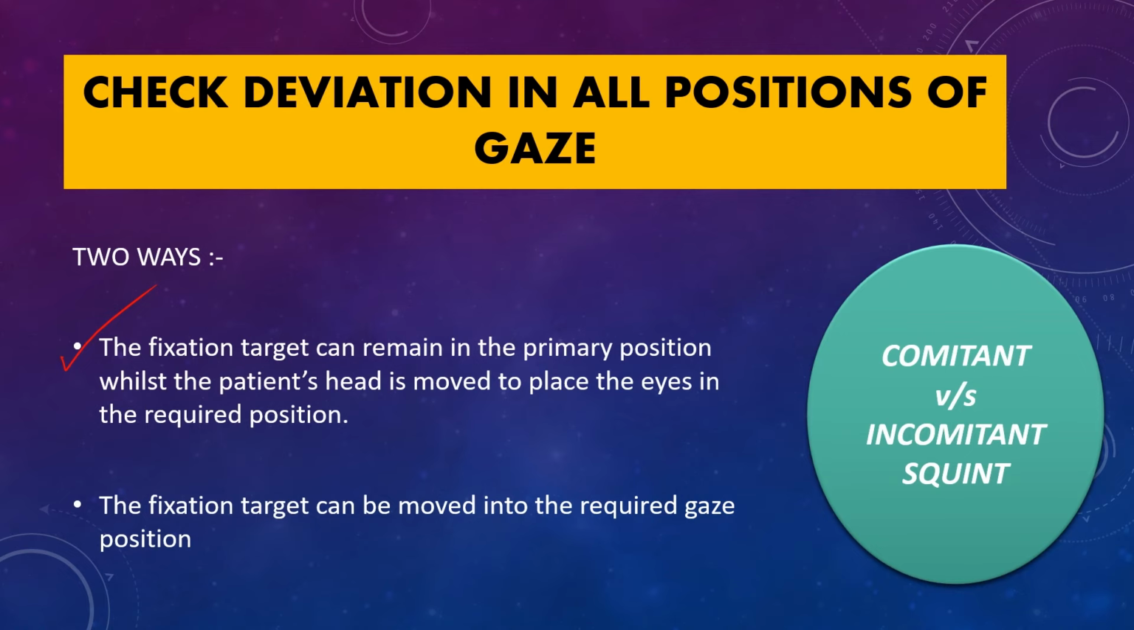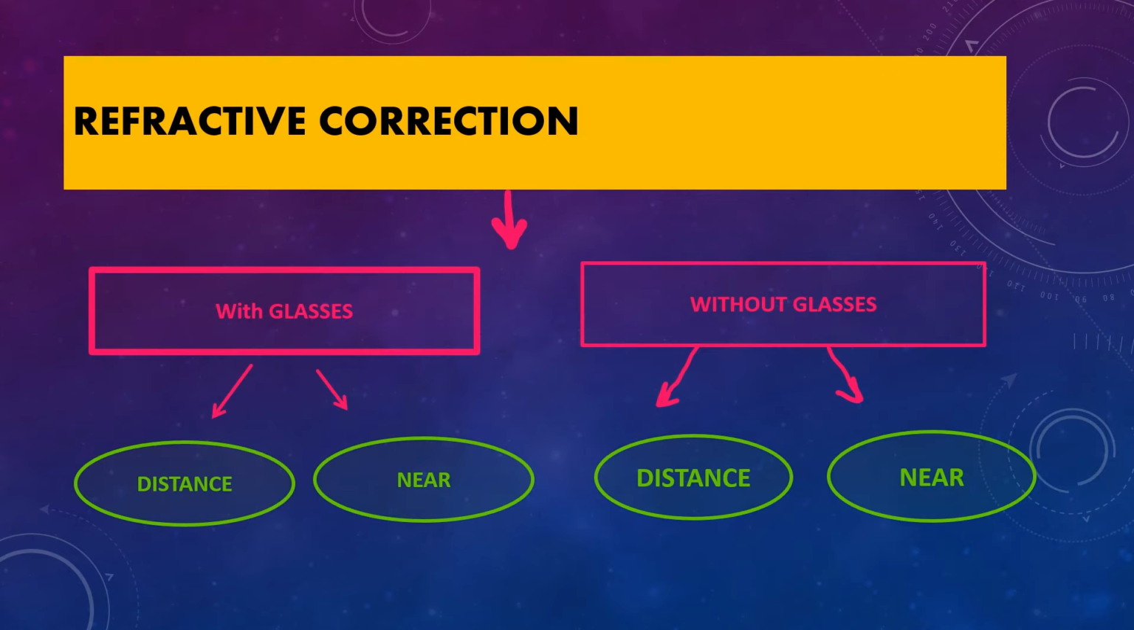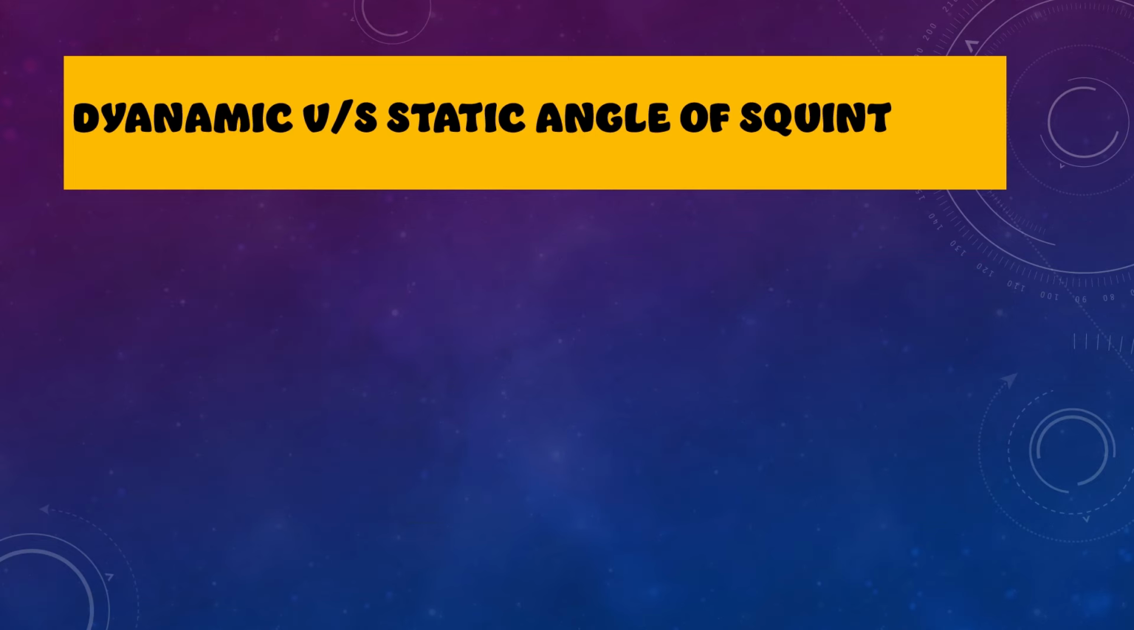Now, an incomitant squint can be a restrictive squint, or it could be a paralytic squint. Okay, that's a topic for discussion in another video. Now, what if your patient has a refractive error? That means the patient is wearing glasses. Do you carry out the prism cover test with glasses or without glasses? The answer is both. You carry out the prism cover test with glasses and then you measure your angle of deviation at distance and also at near. Similarly, you also carry it out without glasses at distance and at near.